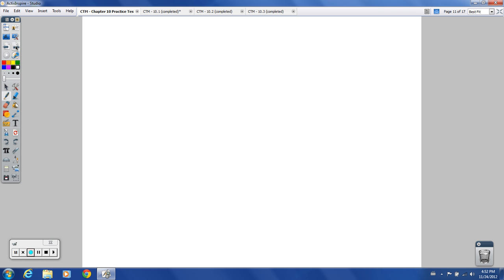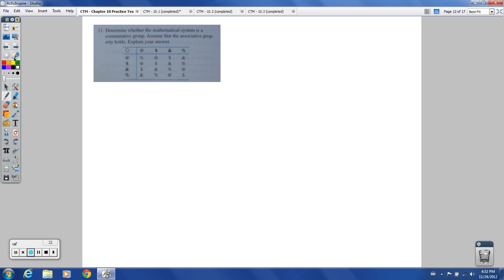So I think I had this blank page because I thought I might need it for number 10, but I ended up squeezing it all on there. So let's work on number 11 now. Determine whether the system is a commutative group again, and yes, we can assume the associative property holds. So this one, that makes me feel better.